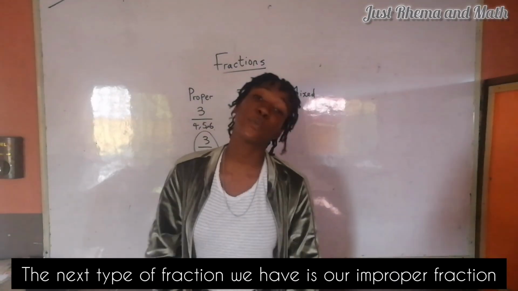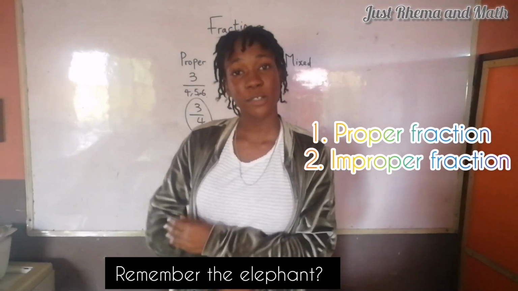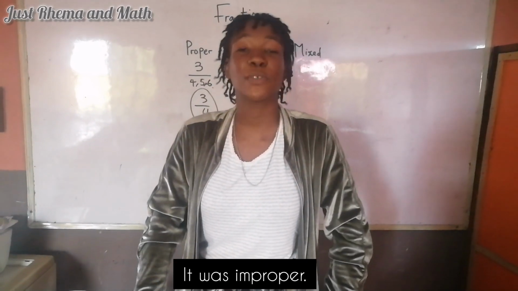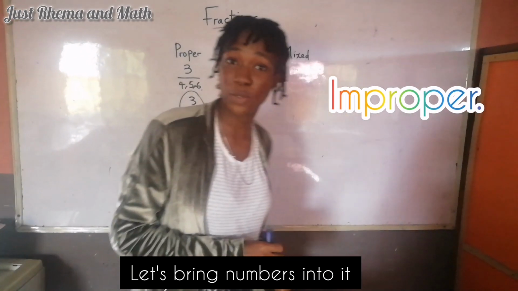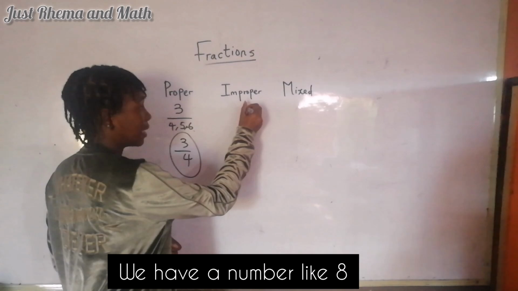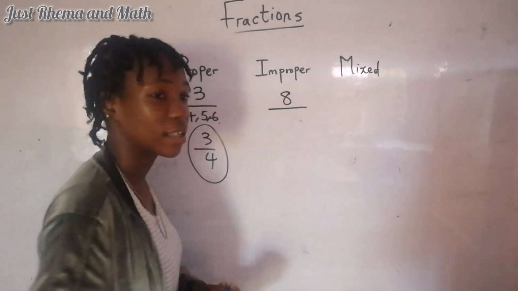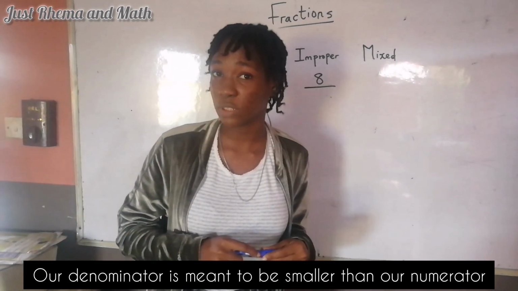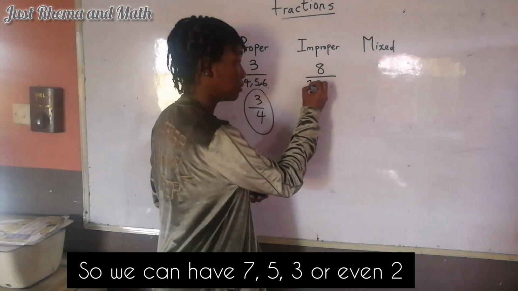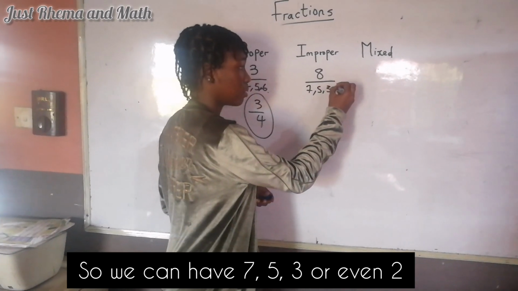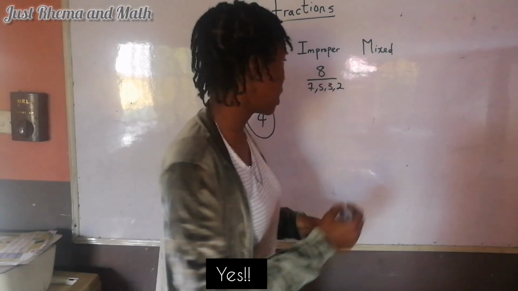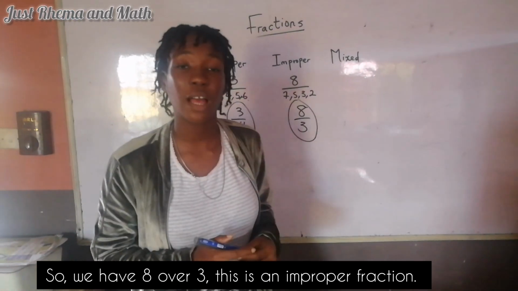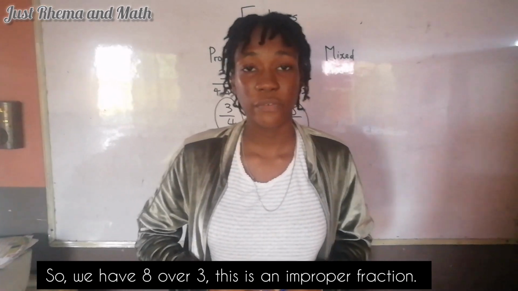The next type of fraction we have is our improper fraction. Remember the elephant? You carried the elephant, but was that proper? No, it was improper. Let's bring numbers into it. We have a number like 8. Our denominator is meant to be smaller than our numerator. So we can have 7, 5, 3, or even 2. Yes. So we can have a number like 8 over 3. This is an improper fraction.